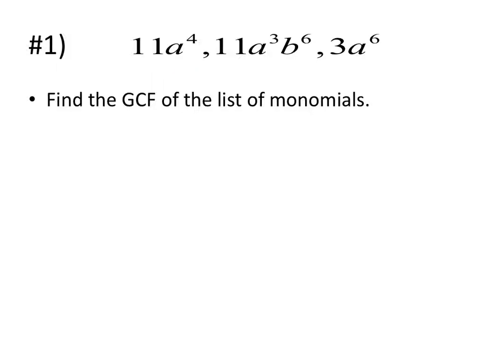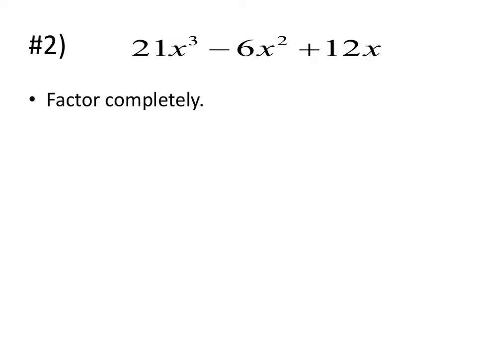Then I'm going to look at my a's. I've got a to the fourth, a to the third, and a to the sixth. So all of them have at least an a cubed. Then I'm looking at my b's. I don't have a b here, I don't have a b here, so my final answer, GCF, will be a to the third.